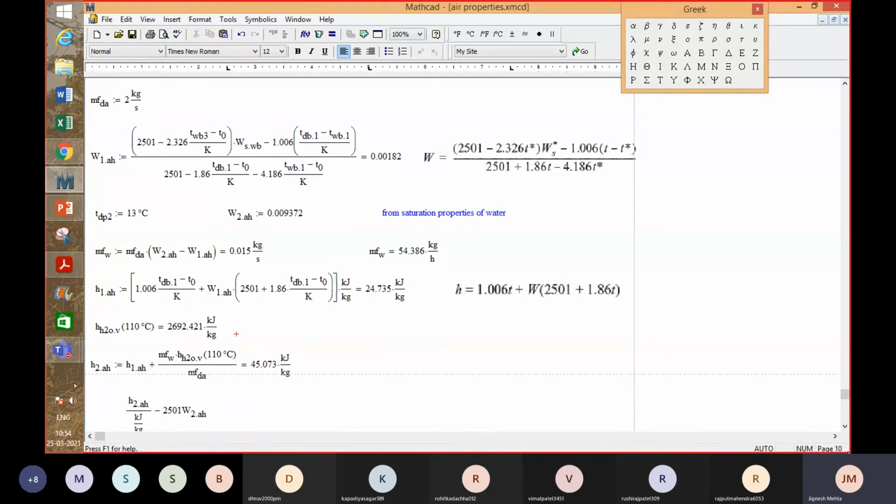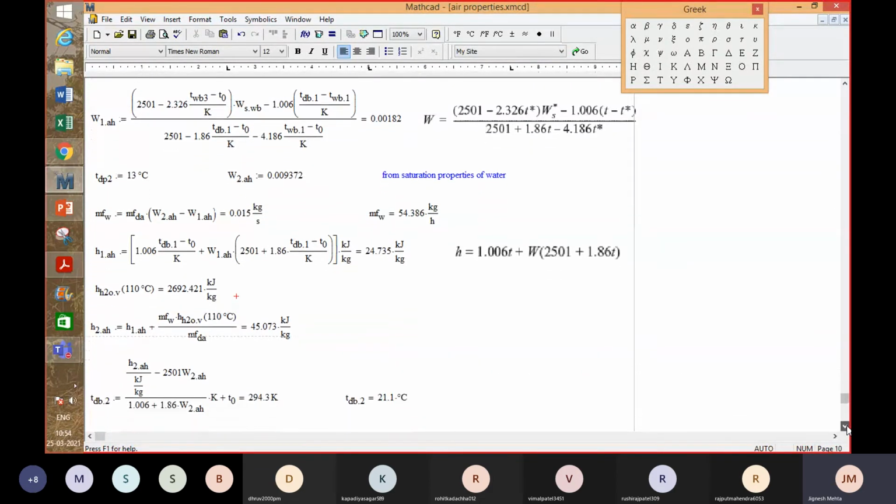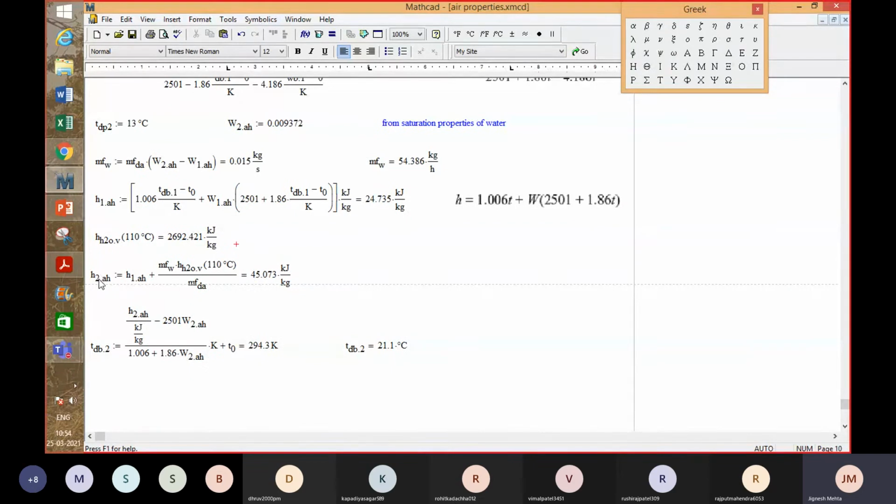So with the help of the enthalpy balance, you can get the enthalpy at point 2. Enthalpy at point 2 is equal to enthalpy at point 1 plus mass flow rate of water upon mass flow rate of dry air, into the enthalpy of the steam which is being injected at 110 degree Celsius saturated condition. So you get the enthalpy at point 2, which is 45, right? So enthalpy has increased significantly from 24 to 45, right?